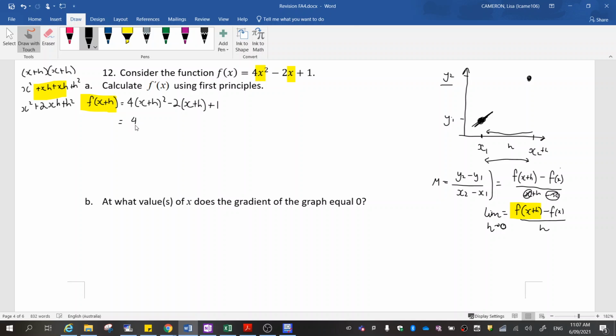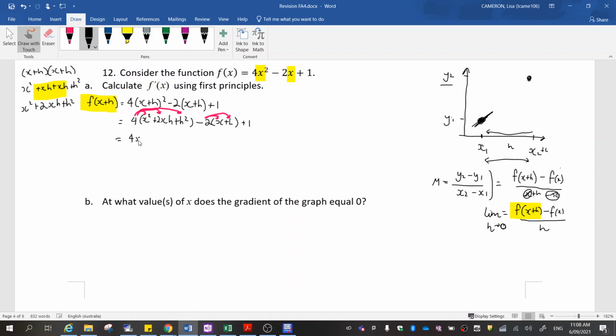So now I've got 4 bracket x squared plus 2xh plus h squared bracket minus 2 bracket x plus h plus 1. Now I can expand all of these brackets by multiplying by the coefficient in front. So I'm going to times this one, times that one, times that one, and then over here I'm going to times this by -2, and I'm going to times this by -2.